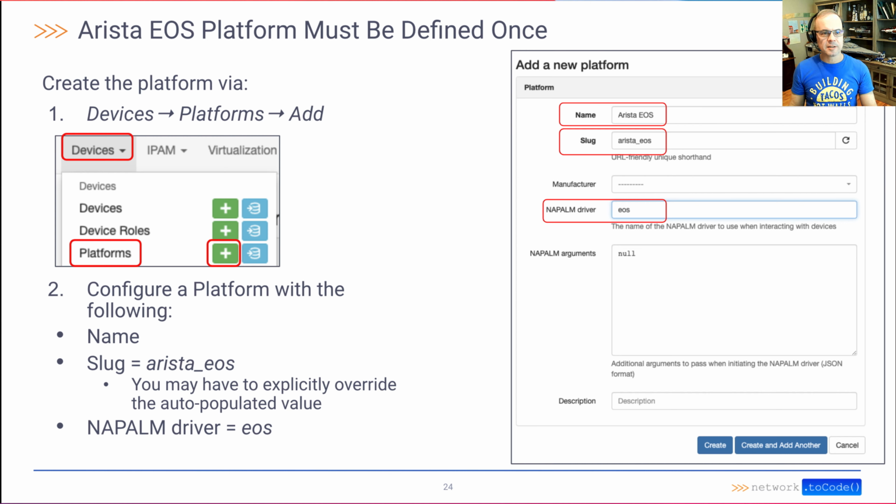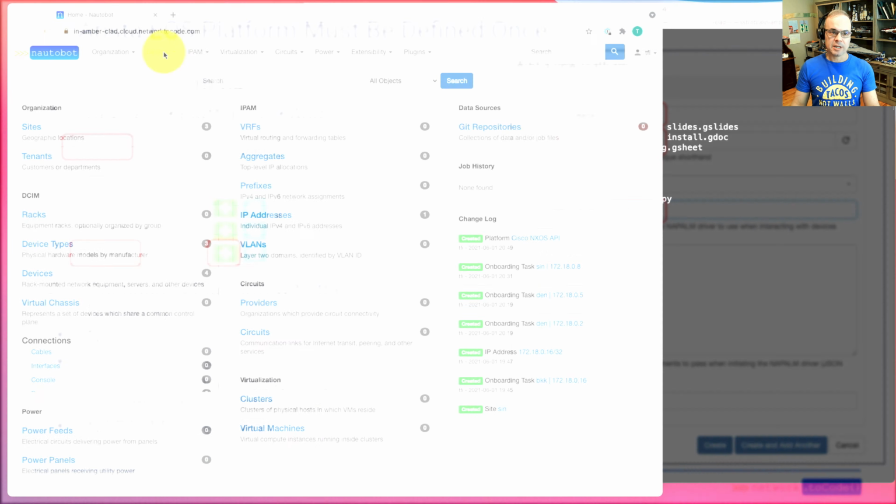And on to the next device onboarding. For this example, we're going to onboard an Arista EOS platform. Now, like with the NX-OS API platform, you need to take steps to build the platform in Nautobot. And once you've done that, you can use it many, many times. So let's go ahead and build the device platform in Nautobot right now for Arista EOS.